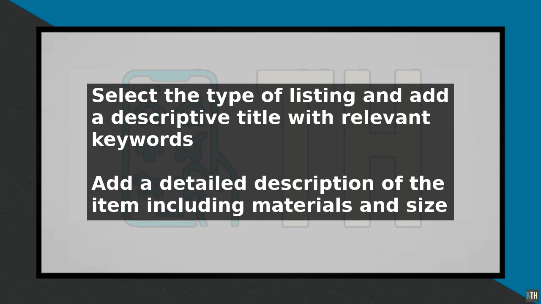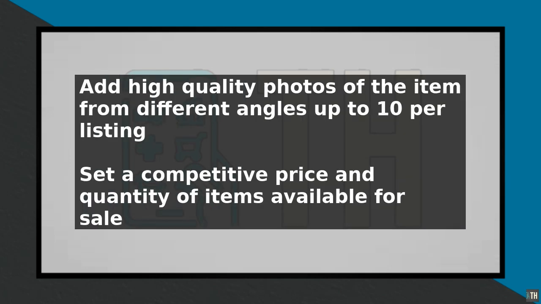Now, add some photos of your item, which should be high quality and show the item from different angles. You can add up to 10 photos per listing, and it is recommended that you use all of them to showcase your item. After that, set a price for your item, which should be competitive with other similar items on Etsy.